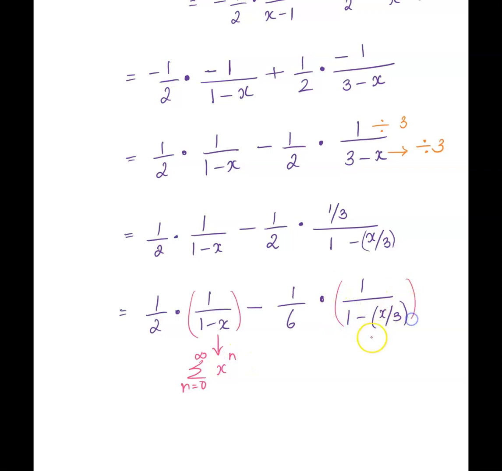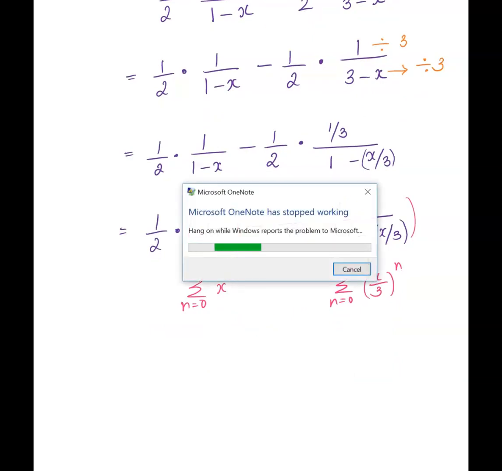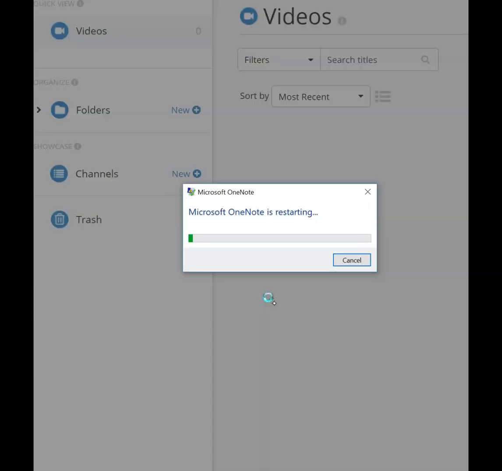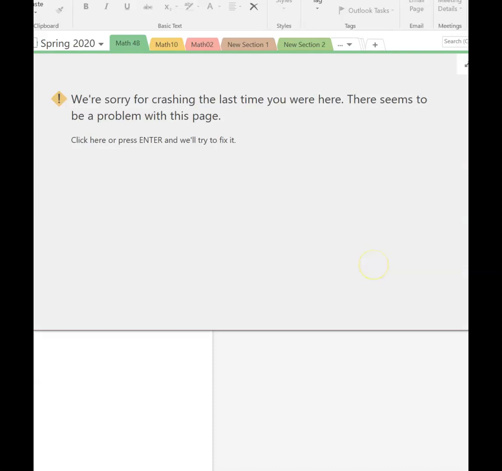And what do you think about this? This one will be summation n 0 to infinity. Instead of x, I now have x over 3, so it's going to be x over 3 power n. Right? Now remember that these have their own intervals or conditions, right? When I say intervals, I mean they're still in the same interval, -1 to 1, but then we have to look at the intervals in terms of the new x.